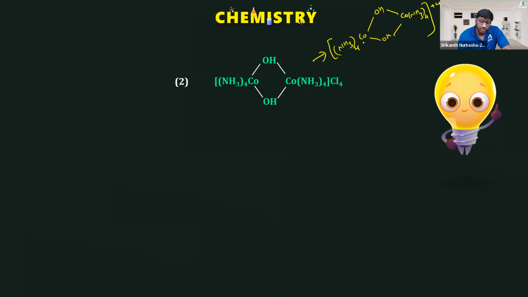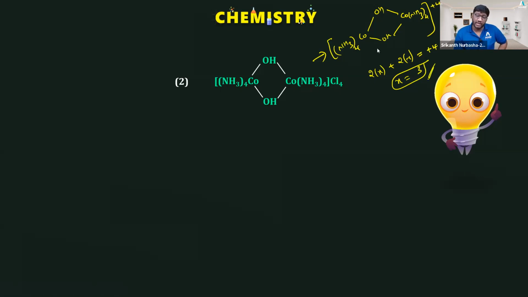NH3 is a neutral ligand. So 2 cobalts are there, so 2 into X. 2 OH minus, so 2 into -1 is equal to -2. 2X minus 2 is equal to +4, right? 2X is equal to 4 plus 2, that is 6. X is equal to 3. So oxidation state of cobalt is 3.